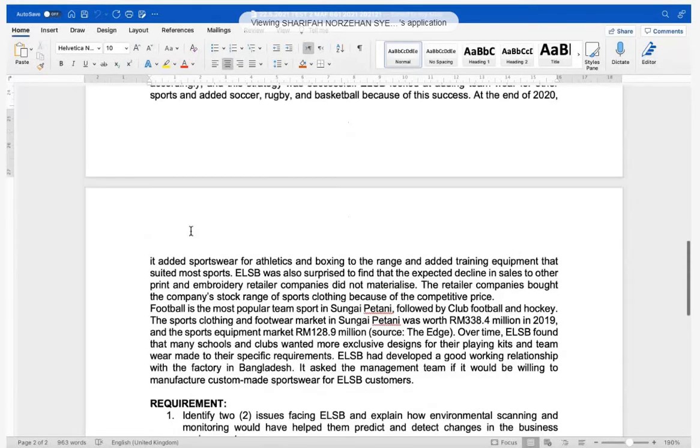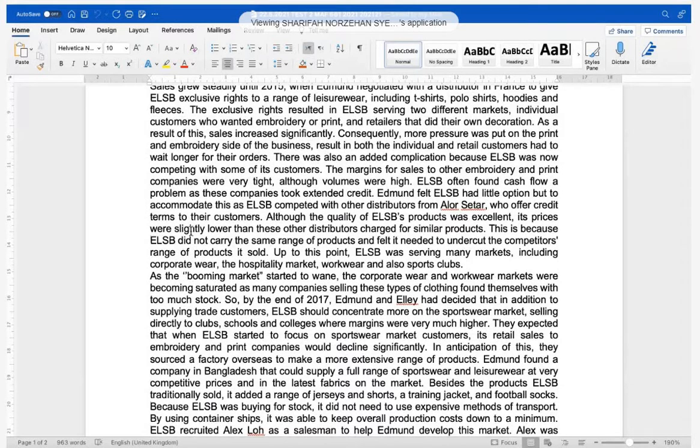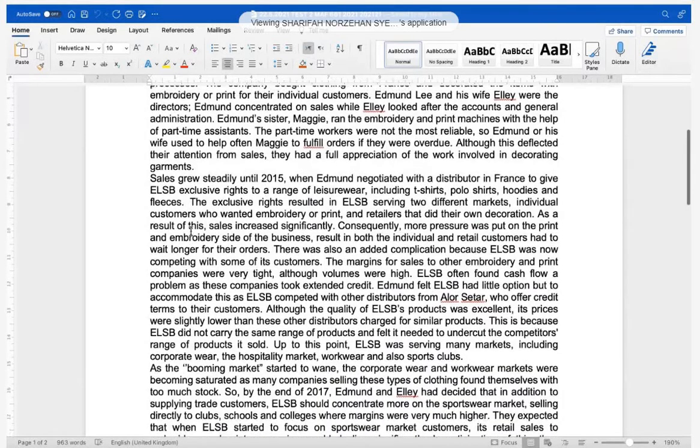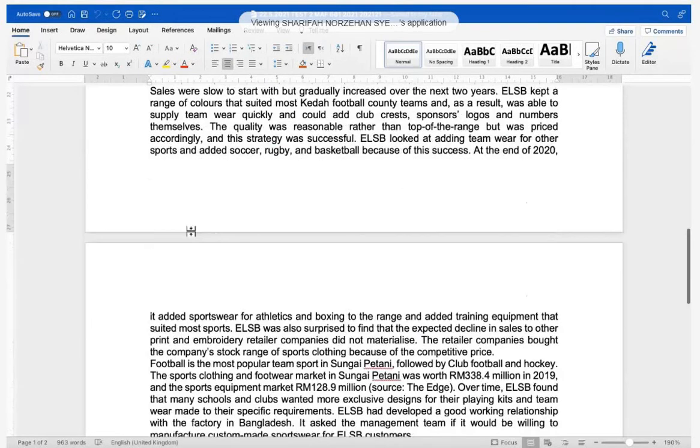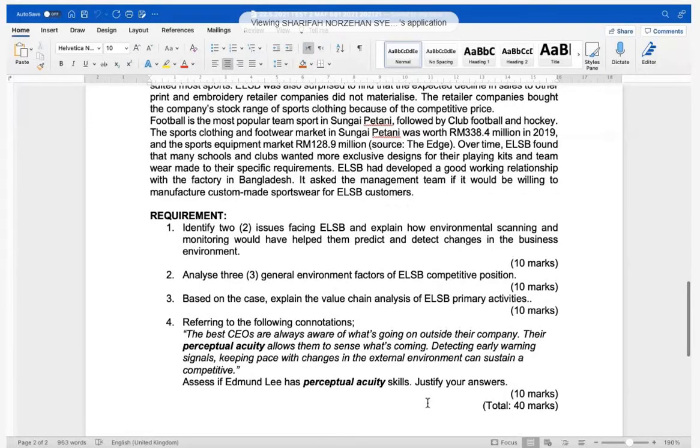So based on this particular question, as with any other exam, when you are given the question paper and you have the requirement down here, which one do you think that you should read first? The requirement. The question. Okay, the requirement of the question. Why do you think that requirement needs to be read first?